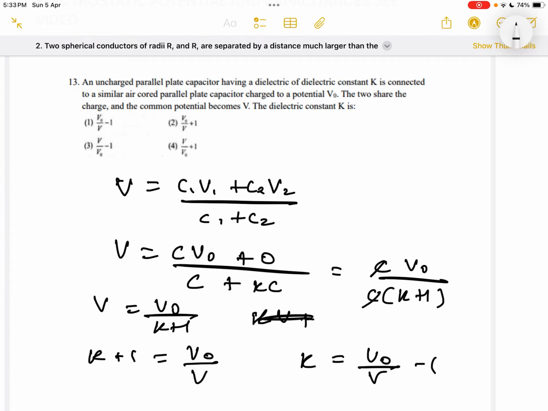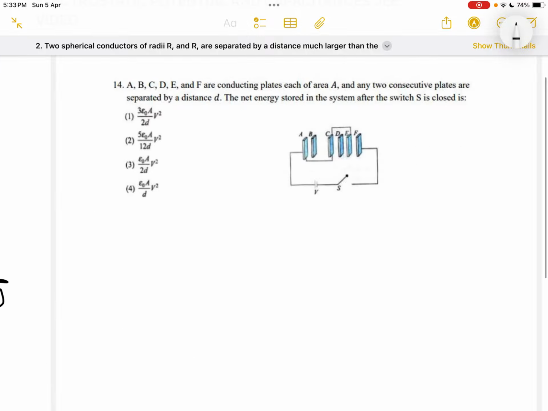It's option 1. That's the correct answer. Anyway, we've answered question number 13. Let's go further and answer question number 14.